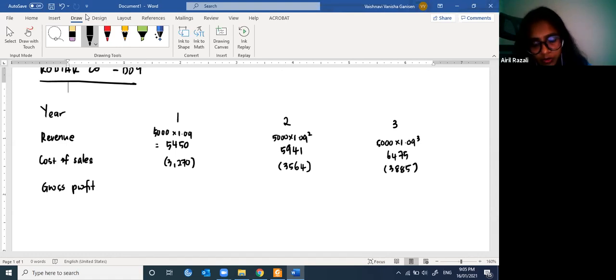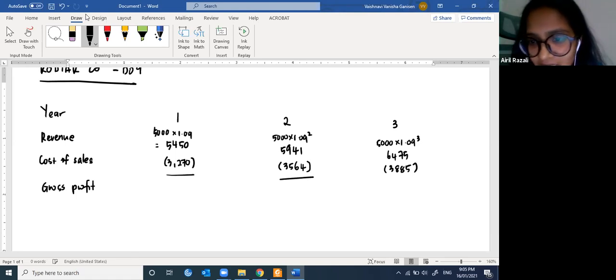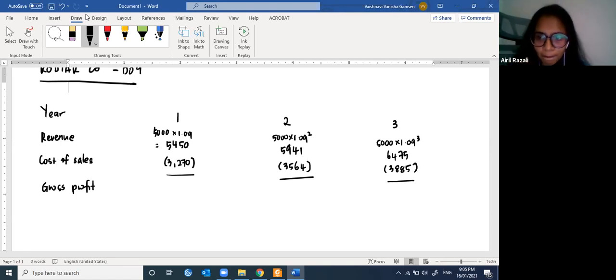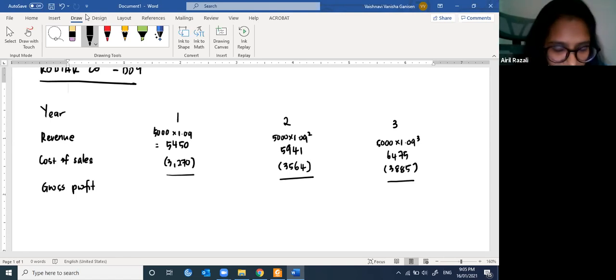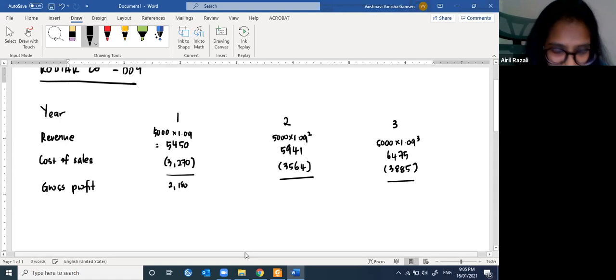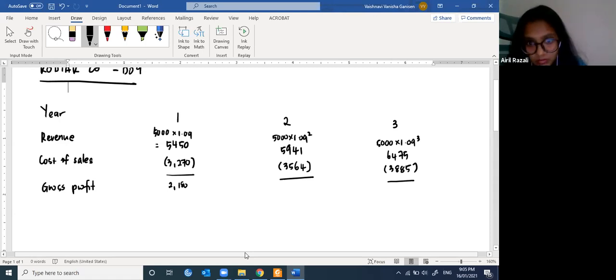I'm going to give you like 1 minute to do this, and then once you're done with year 1 to 3, you can give me the answer. No need to rush to give me the answer yet. Okay, I actually have the answer with me. 5450 minus 3270. Okay. Is my answer correct?